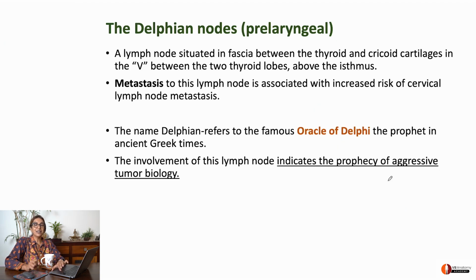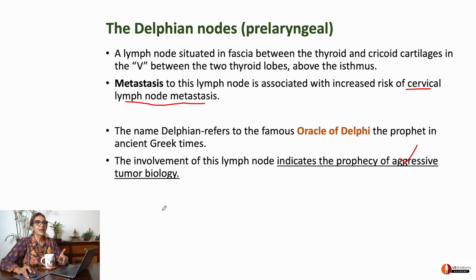What are Delphian lymph nodes? This is a very lovely part of anatomy when anatomy begins to meet history. Okay. See, what is Delphi? Delphi is a city or a small place in Greece. So why is this lymph node being called Delphian lymph node? There's one single lymph node present just above your thyroid gland, just above the isthmus, between the two lobes. But if in cancer, this lymph node is affected, it is indicative of increased risk of cervical lymph node metastasis. Basically, it is indicating aggressive tumor biology.